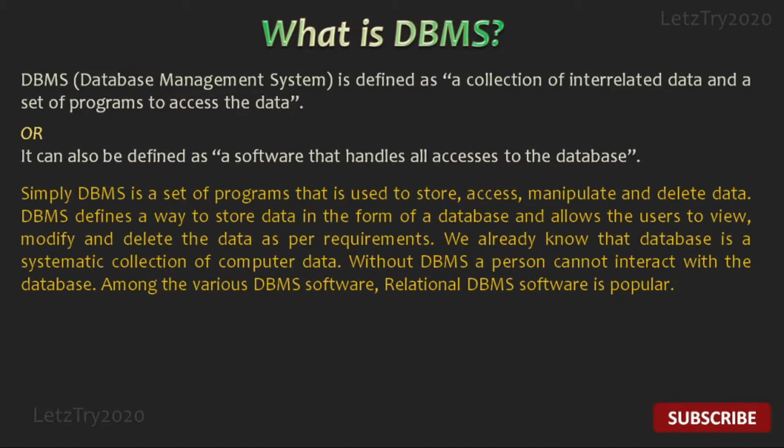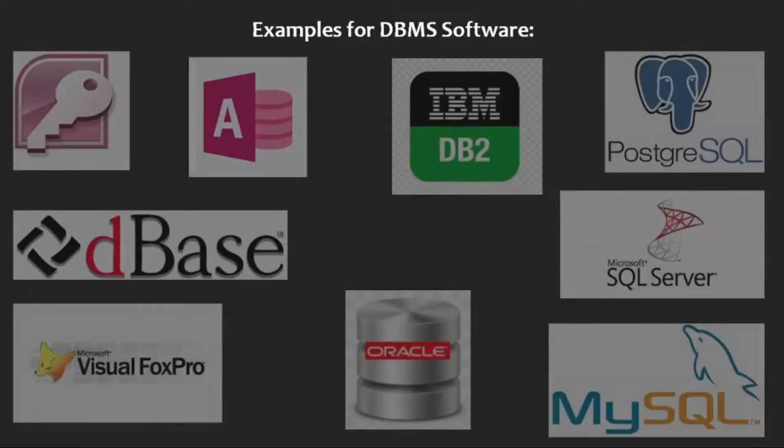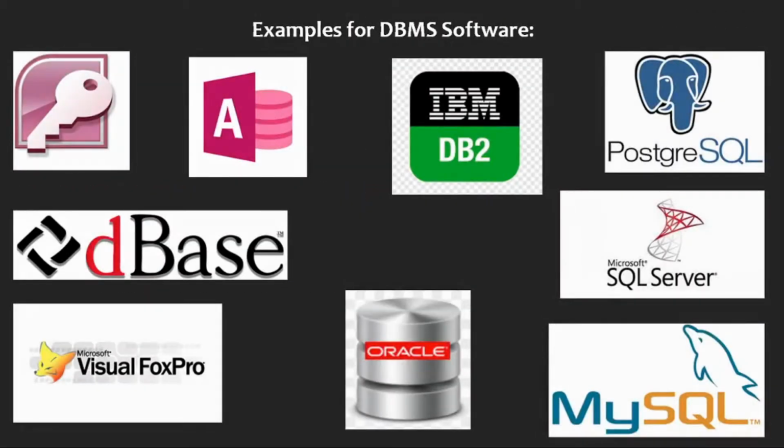We already know that database is a systematic collection of computer data. Without DBMS, a person cannot interact with the database. Among the various DBMS software, Relational Database Management System software is popular. Examples of DBMS software: Microsoft Access, DBase, Microsoft FoxPro, Microsoft SQL Server, IBM DB2, Postgres, MySQL, NoSQL, etc. This page shows examples of some DBMS software.